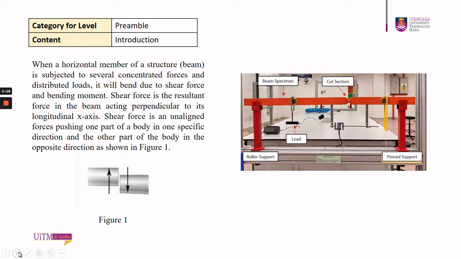The figure on the right shows the shear force equipment in our lab. It consists of the beam specimen and has two supports, roller and pin support, and there is a load hanger in order for us to place the load, and the cut section. It is also equipped with a digital indicator.